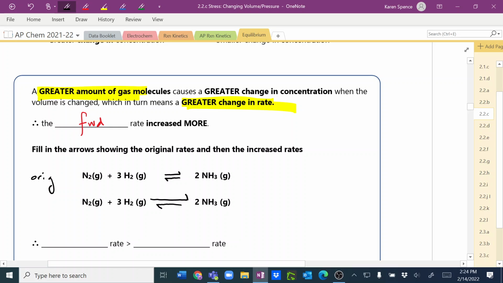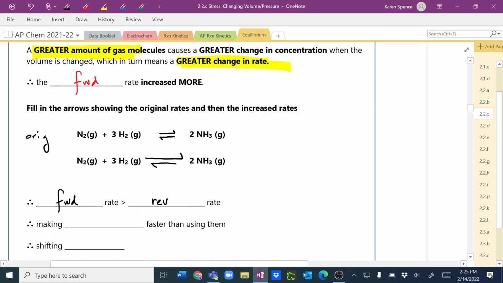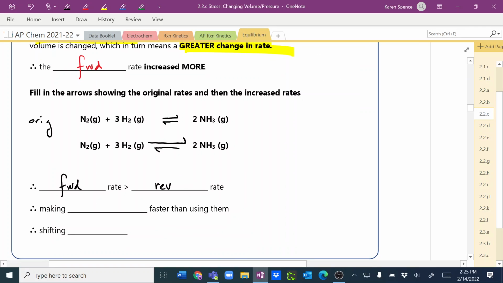Is that looking like what you would expect? All right. Therefore, the forward rate is greater than the reverse rate. I feel like I'm repeating myself a lot. Is this too repetitious? Is good? Okay. So we are making products faster than we are using them, therefore we are shifting to the right.